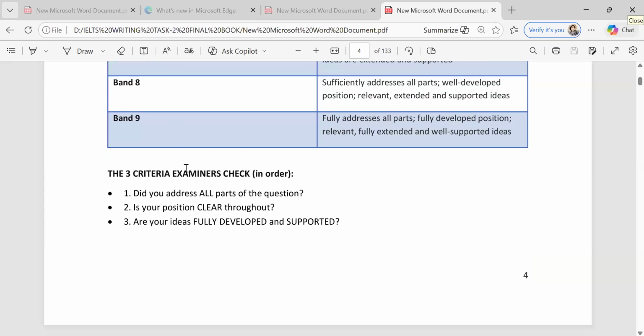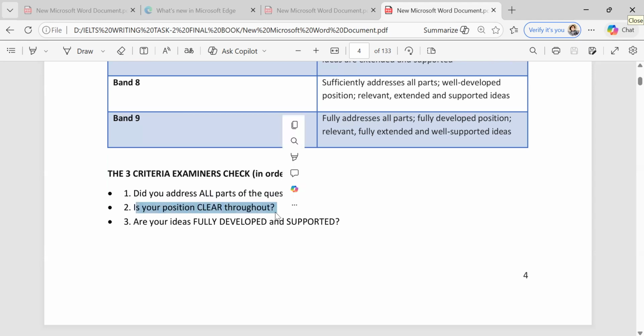And these are the three criteria the examiner checks in order. Number one, did you address all parts of the question? The examiner asks, for example, about advantages and disadvantages of something. So have you answered the advantages in one paragraph? Have you described the disadvantages? If it's about problem and solution, have you explained properly both the problems and solutions paragraphs? If it's about opinion or anything else, have you addressed all parts of the question, and is your position clear throughout? Have you answered that?